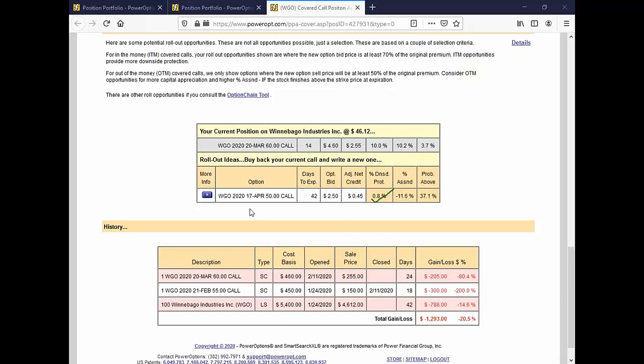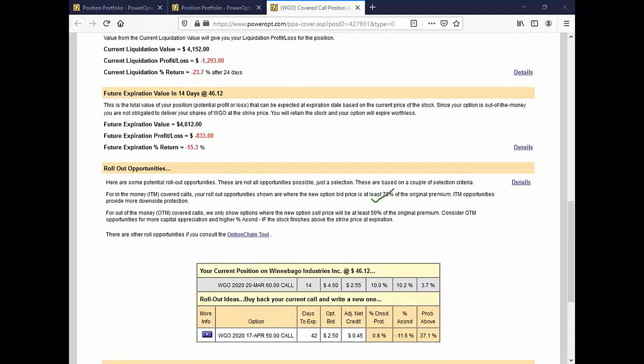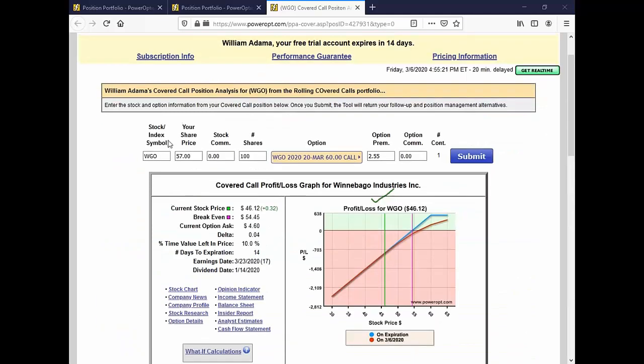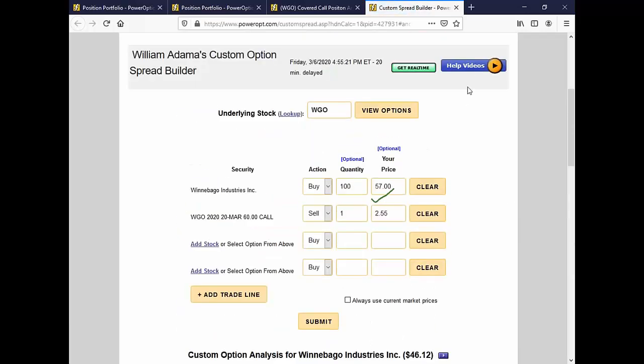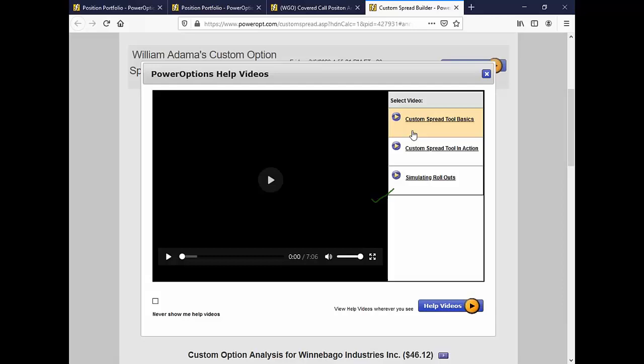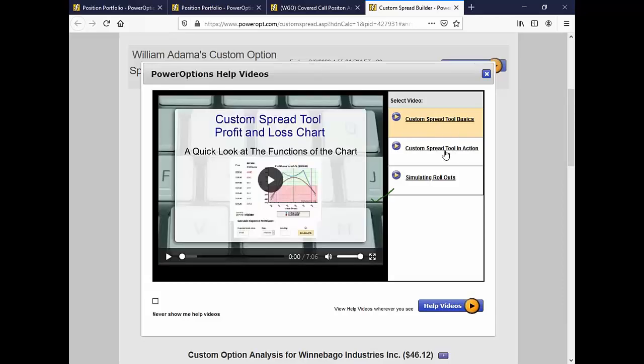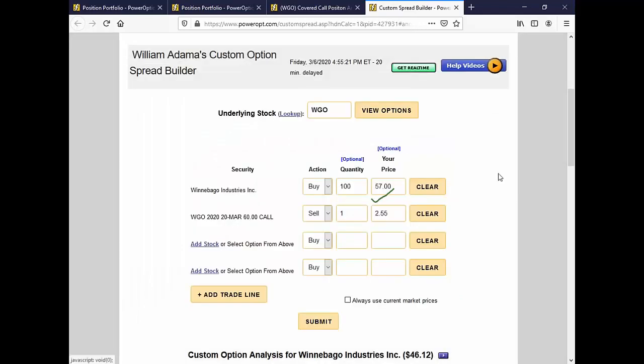Okay? All right. So that's how you can do it manually, by going to the what if calculations if you don't see the rollout that you want. And there's a full section of help videos up here to help you using the basics, spread tool in action, and of course simulating rollouts so you can get to your position exactly as you want it.